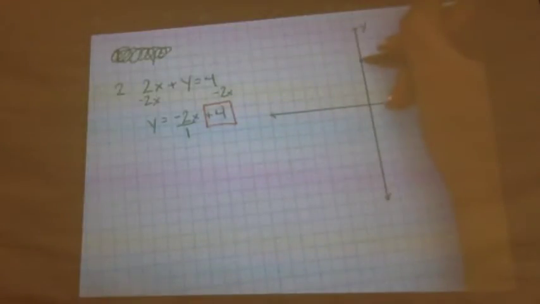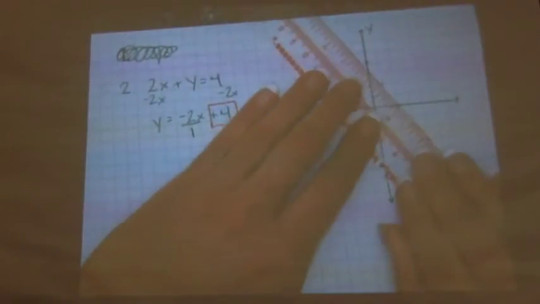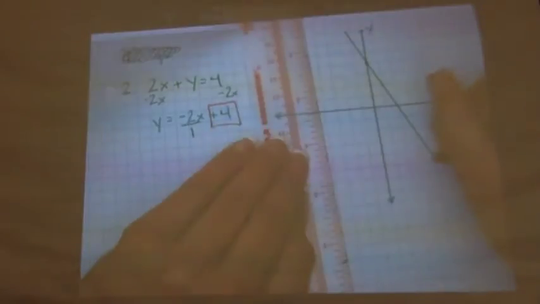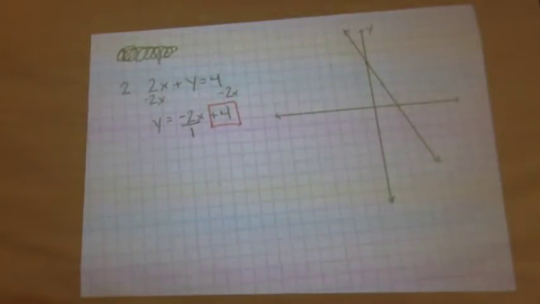I'm going to start at my y-intercept, go down 2 over 1, again down 2 over 1. I get a line that I'm going to draw in. I used a green line for that one just so I can keep it straight from the next line that we're going to draw right now.